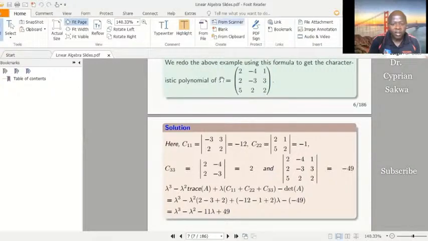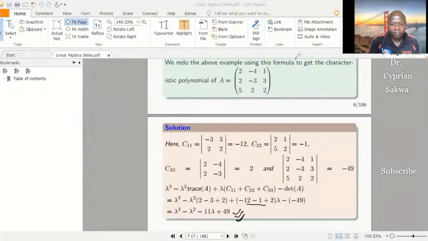That's what you can see, I've written it here: 2 plus negative 3 plus 2, that is the trace. Then the sum of the cofactors. The first cofactor was negative 12, the other one was negative 1, and the other one was positive 2. And these are here. And then minus the determinant, which is negative 49. When you simplify this, you get the characteristic polynomial as this.